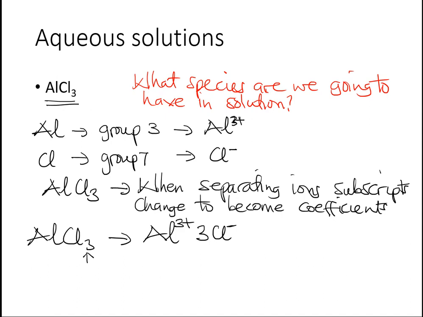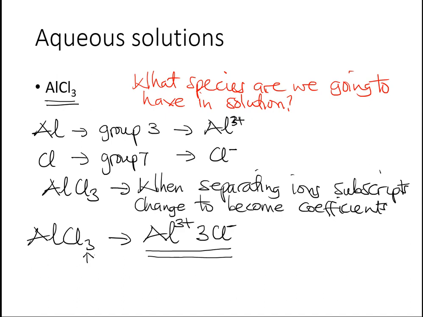So what we are saying is that in aluminum chloride, there is only 1 aluminum, and there are 3 chloride ions. When forming ions, we just transfer this 3 and put it in front of the chloride ion. So this is the ionic form of aluminum chloride: 1 aluminum, which is 3 plus, and 3 chloride ions, where we just changed the subscript to a coefficient.